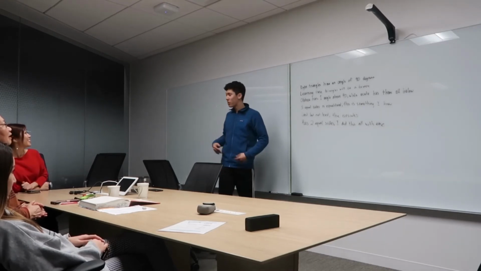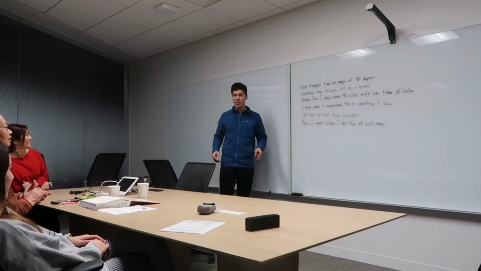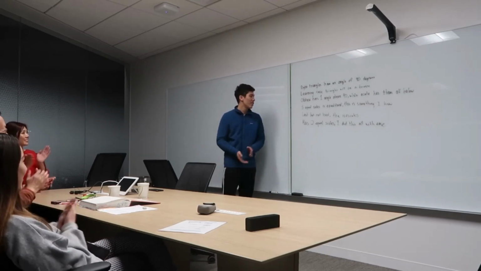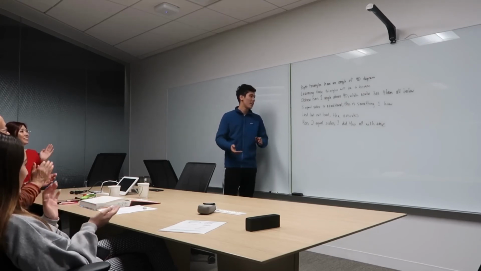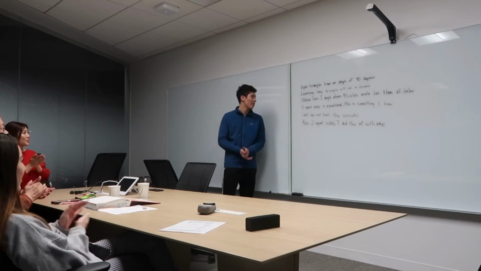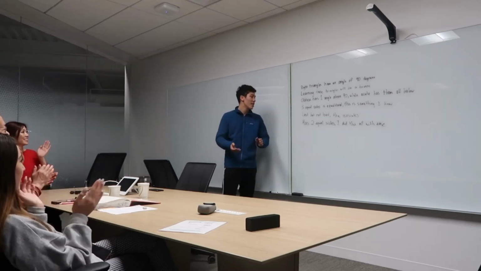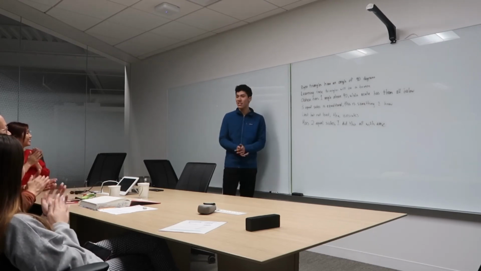Okay, everyone, now we're going to do this again, but with a little bit more energy. Okay, 1, 2, 3, go. Right triangles have an angle of 90 degrees. Learning these triangles will be a breeze. Obtuse has one angle above 90, while acute has them all below. Three equal sides is equilateral, this is something I know. Last but not least, the isosceles has two equal sides.